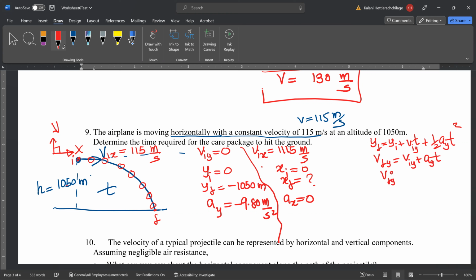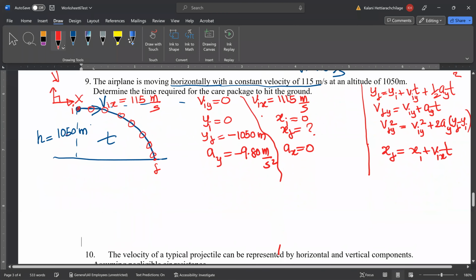V final Y squared equals V initial Y squared plus 2 times acceleration in Y direction times Y final minus Y initial. You don't need to memorize these three equations, but I'm going to refresh your mind. So these are the three equations, and we wrote them for Y direction. For X direction, you can use the same equations, but it will be a very simplified version because the last two equations are not there. The only equation left for the X direction will be X final equals X initial plus V initial in X direction times time. That's only for X direction. All the others are for Y direction, right? So now, keeping all the equations in your mind, we need to select the formula that works for the problem.